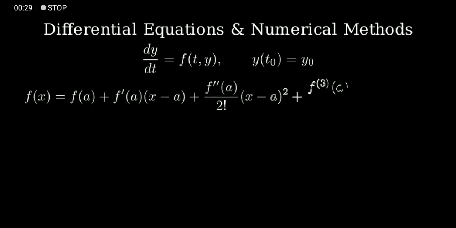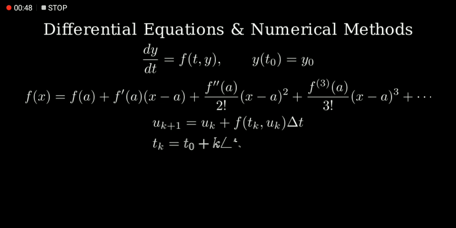To approximate or analyze solutions, we sometimes expand functions using a Taylor series. About x equals a, the expansion of f(x) is f of a plus f prime of a times x minus a, plus f double prime of a over 2 factorial times x minus a squared, plus higher order terms.